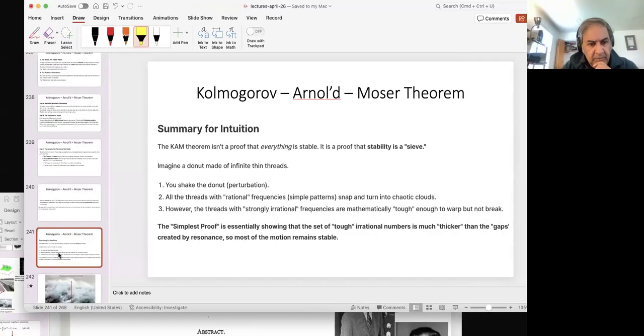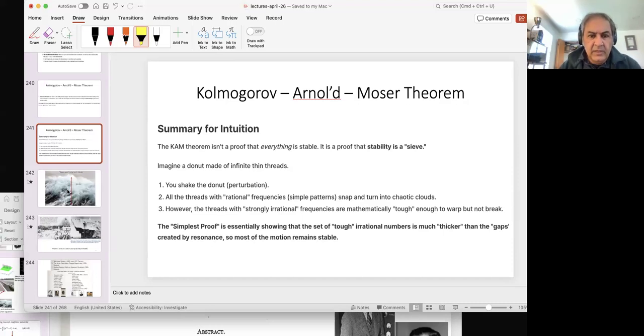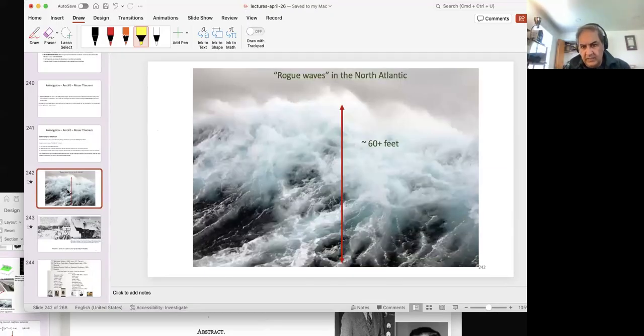Let me wrap up now. I want to connect back to the study of waves. We know waves are linear, but the linear equations that give us a beautiful description of waves are unable to capture phenomena like this. This is an actual wave in the North Atlantic. It's about 60 feet high, and these kinds of waves are actually very common in some parts of the world.